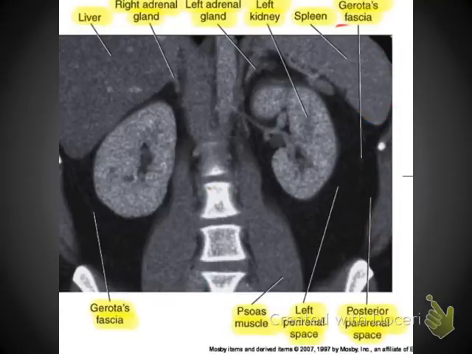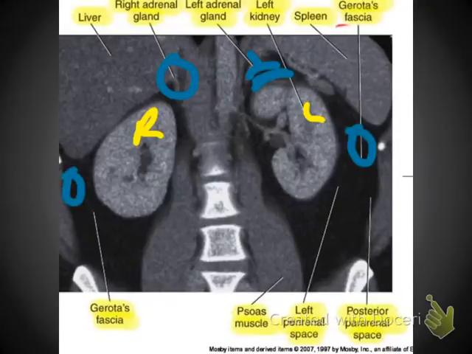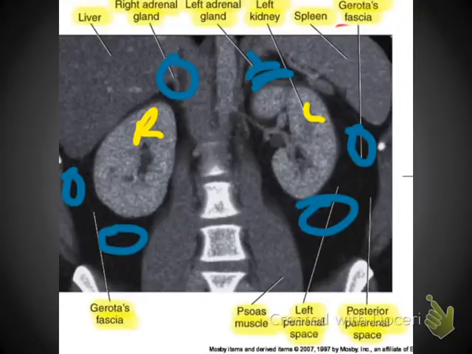So, looking at the kidneys, we have the left kidney, the right kidney here, and then we have this structure here, which is the left adrenal gland. We can see the right adrenal gland here, but not very well. The left is better demonstrated here, and it still holds that shape that we've talked about. I noticed that it's separated by the pararenal fat from the kidney. We have left and right pararenal spaces. We have the posterior pararenal space being this area here. And that's pretty much it for this image.